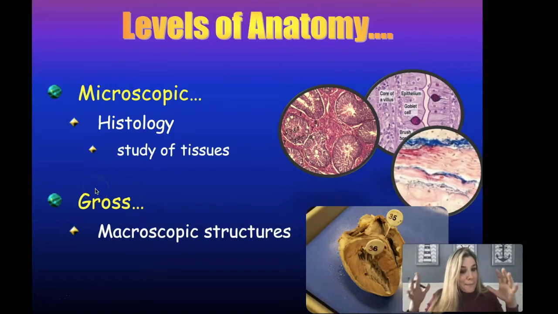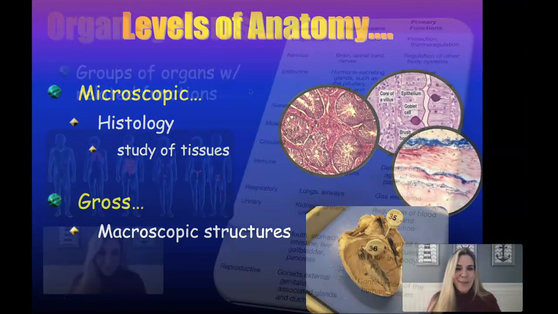When you're looking at the macroscopic structures, the big structures such as your arm or your leg, a heart or a muscle or an organ, this is called gross anatomy. So we're going to be doing both in this course, microscopic and gross anatomy.